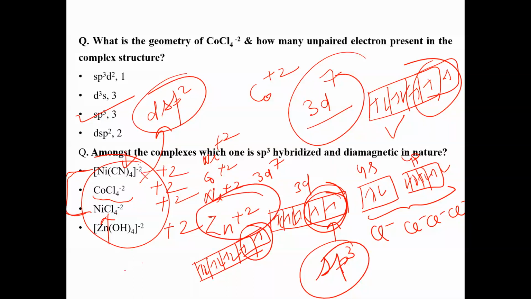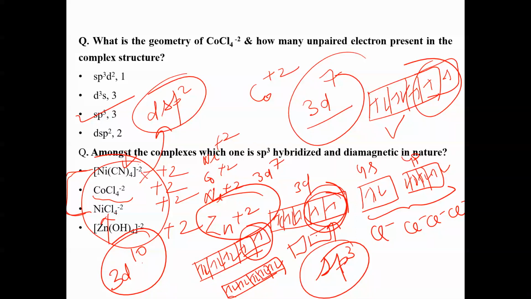But in this case you will have a 3d10 electronic configuration. So all the electrons will occupy the respective subshells, and with the remaining s and 3 p, the hybridization will be sp3. So the last complex is sp3 hybridized and diamagnetic.